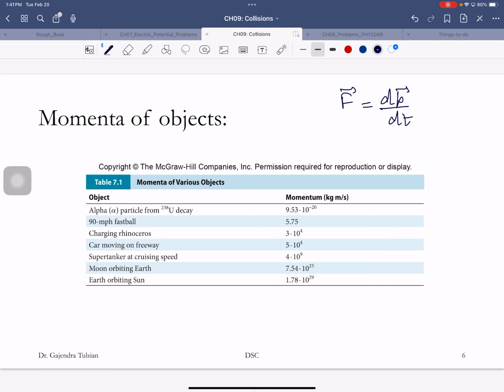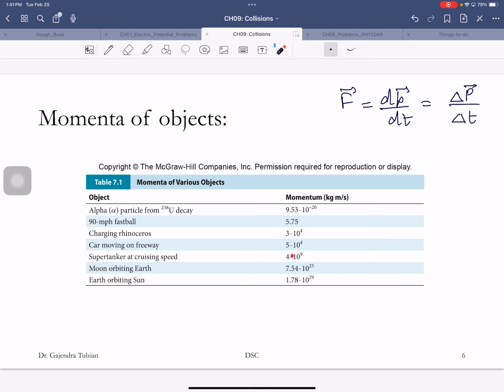What this is saying is change in momentum over the time over which that change happened. So if you have a momentum and you want to stop it, the faster you want to stop something, the greater the force you have to apply. The smaller this is, the greater this has to be.